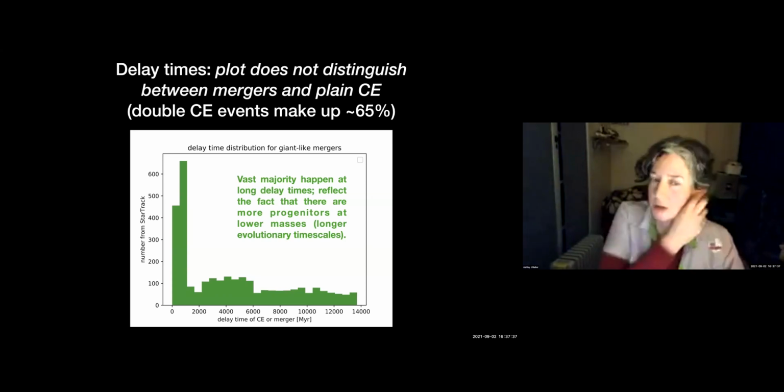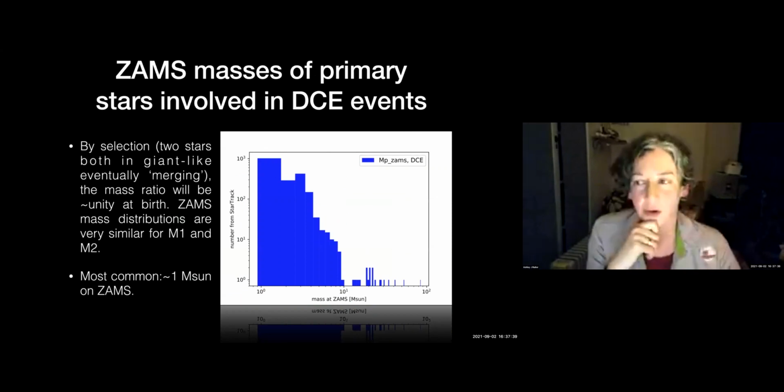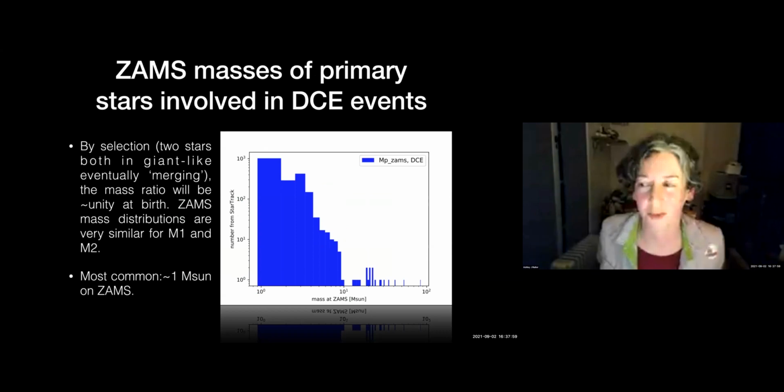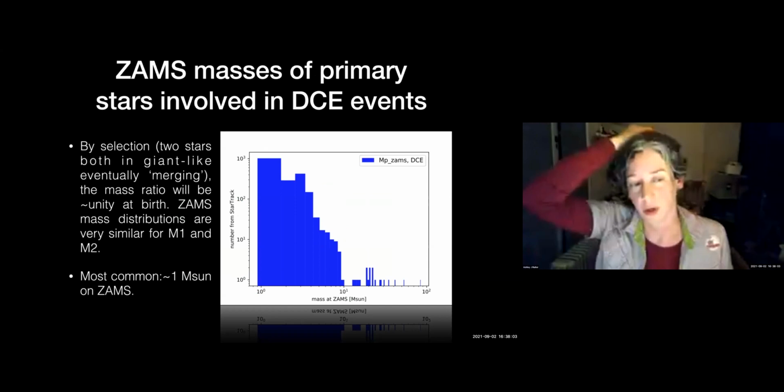Okay, so I want to show a figure now of the zero-age main sequence masses of these stars when they undergo these double common envelope merger things. I'm only showing you the plot for the primary. That means the most massive star on the zero-age main sequence. It's what I call the primary. It's confusing because if you're an observer or a theorist, you may have completely different definitions of what primary means. But I call it the initially more massive star.